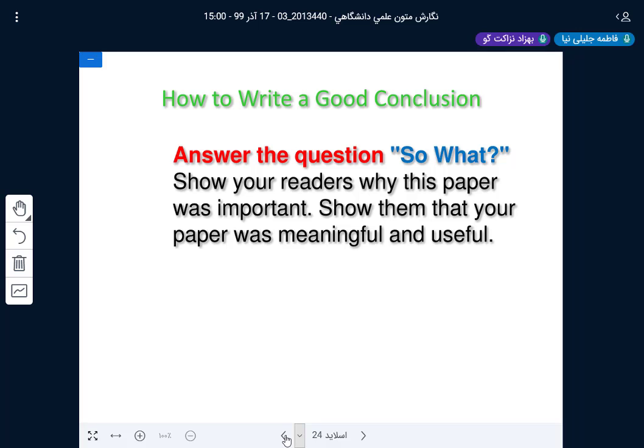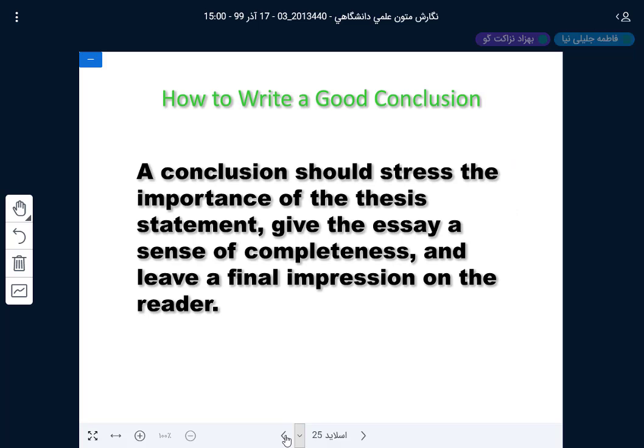What else? How to write a good conclusion. Answer the question, so what? Show your readers why this paper was important. Show them that your paper was meaningful and useful. Okay. So the conclusion tells why it is important. So what? Because of this, it is important. So a conclusion should stress the importance of the thesis statement, give the essay a sense of completeness, and leave a final impression on the reader. Very good.